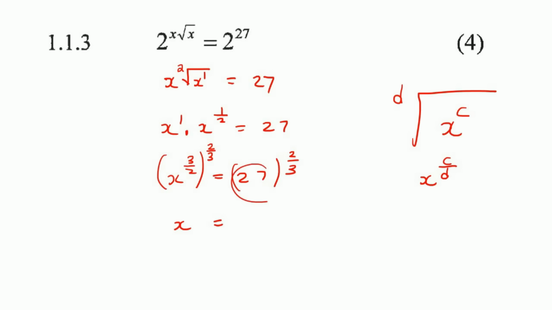Okay, and then on this side, if we want to be technical and not use a calculator, then we should change the 27 to 3 to the power of 3. Okay, and then you're going to multiply these ones over here, and that's just going to give us 3 to the power of 2. And so that's going to mean that x is equal to 9.